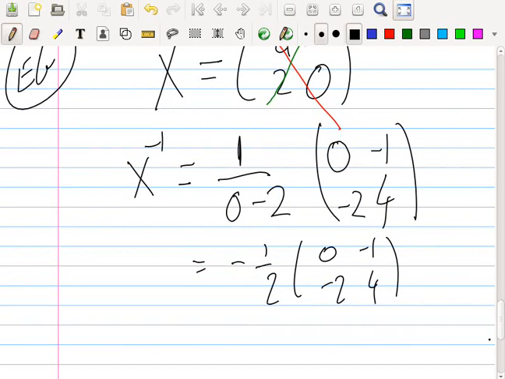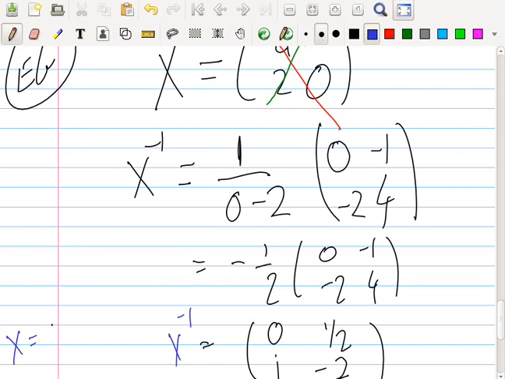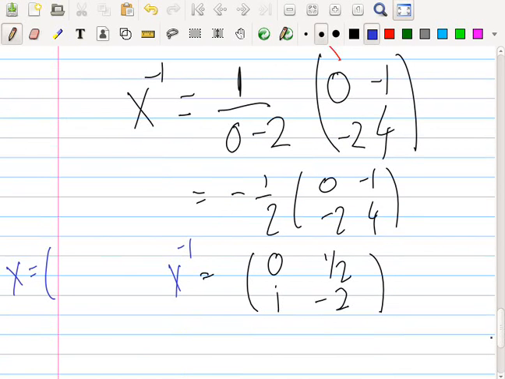And if you like, you can put this on the inside. So 0 times minus a half? 0. Minus 1 times minus a half? A half. Minus 2 times minus a half? 1. And 4 times minus a half? Minus 2. So this is x inverse, and then the original x, just to write it down, was 4, 1, 2, 0. And if you multiply those matrices, I promise you, you will get 1, 0, 0, 1, which is the identity.